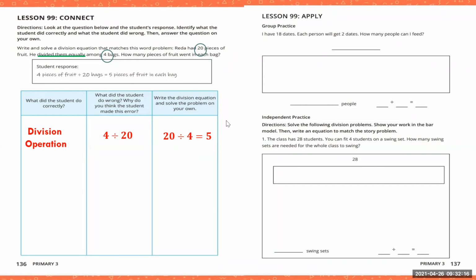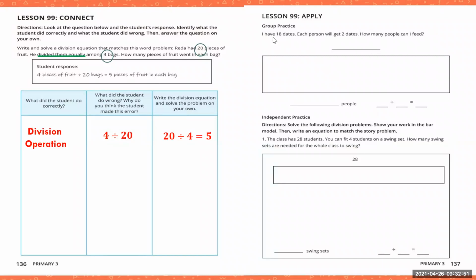Why do we put 20 first? Can we divide 4 apples among 20 friends? No, we must put the big number first. Okay? Okay, great, excellent.